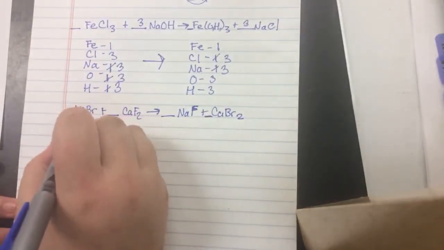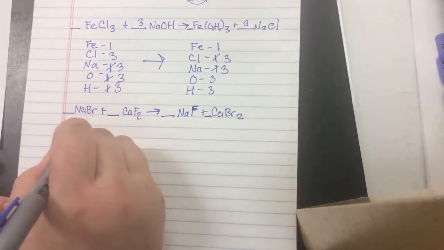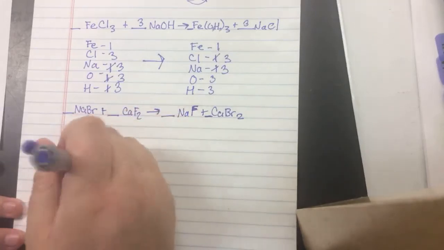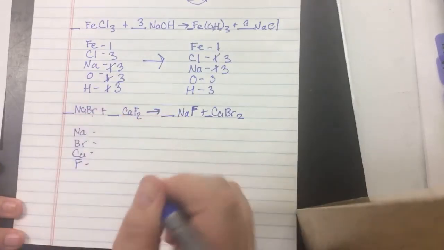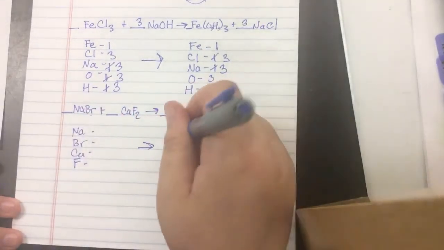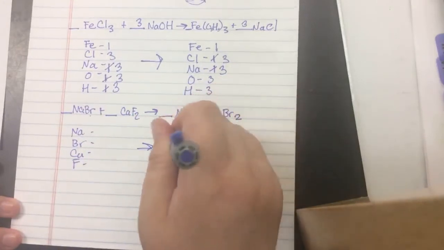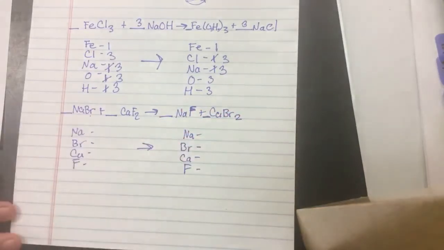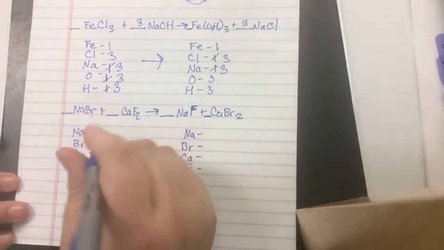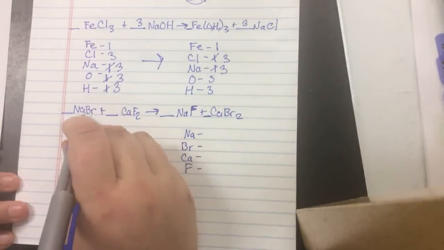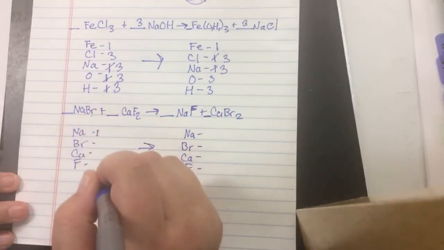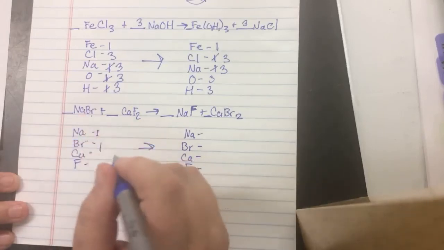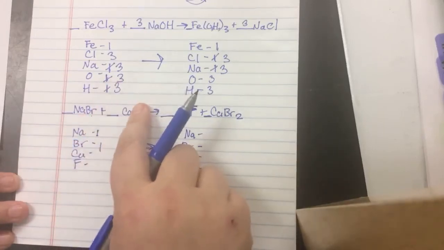We have sodium, bromine, calcium, fluorine. We got to have the same on both sides. Sodium, bromine, calcium, fluorine. Sodium, no numbers beside of it, so it's only 1. Bromine, same thing. There's no numbers beside of it, so it's only 1. Calcium, no numbers beside of it.